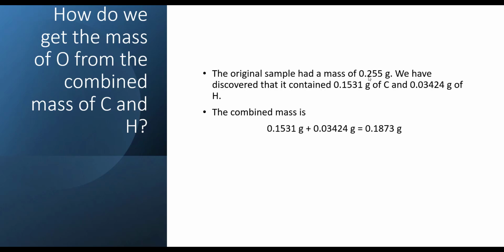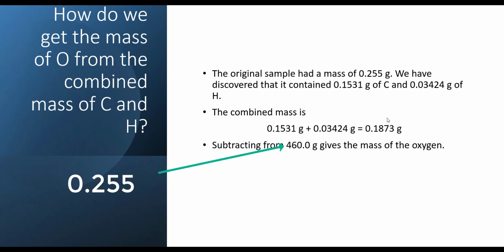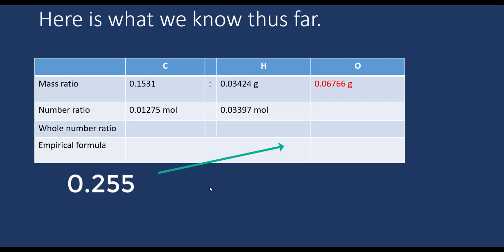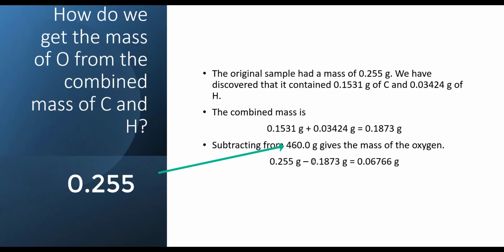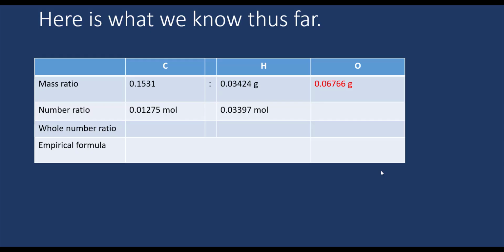Subtracting that from the mass of the original sample, the 0.255. Not 460, that's a typo. Subtracting from, this should read 0.255. Sorry about that. This is just a typo. 0.255 minus 0.1873 gives me the mass of the oxygen. Okay, we're ready to fill in this last part of the table. 0.06766 grams.